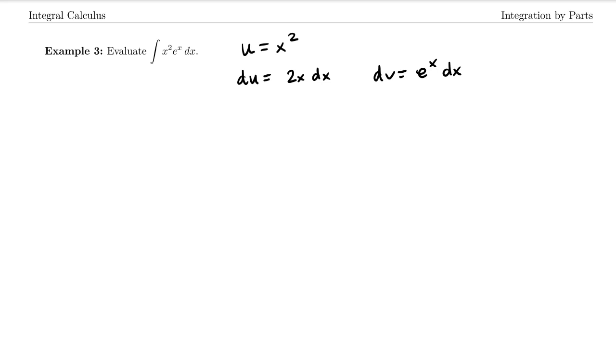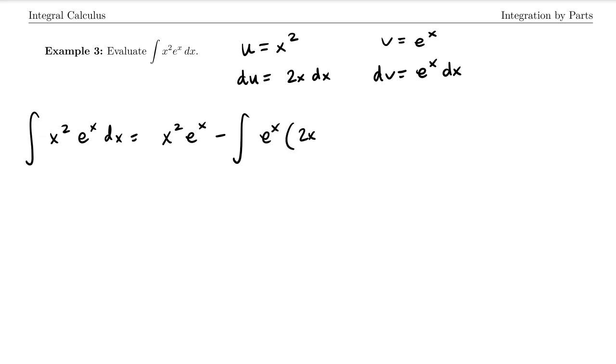dv is going to equal e to the x times dx. And then v is going to equal e to the x. So we're going to go ahead and use our mnemonic device. We have ultraviolet, so x squared times e to the x minus the integral of v du, so we have e to the x times 2x dx.